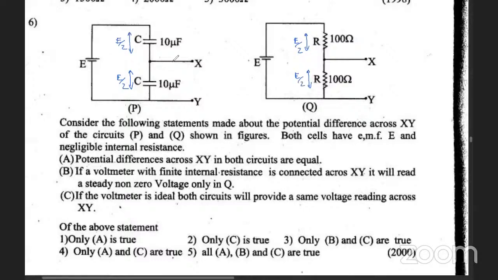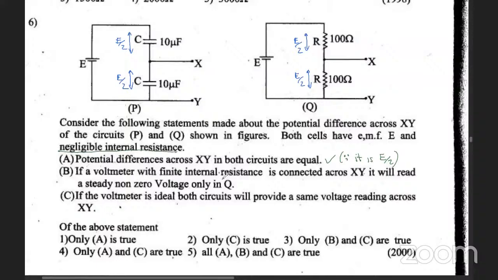The potential differences across XY in both circuits are equal. That is correct, because it is E by 2. Equally distributed. There is no internal resistance. That is also an important point.